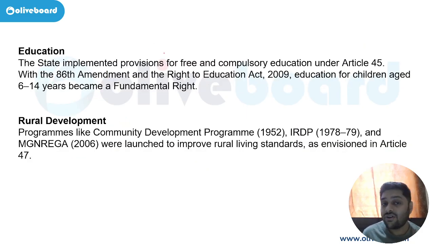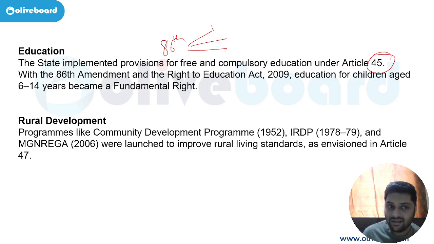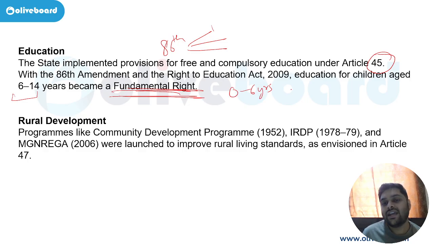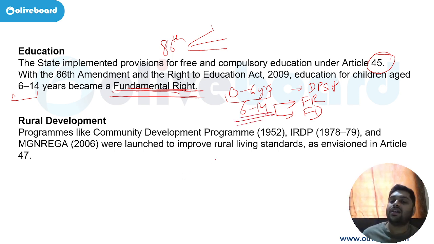Then we have education, we already talked about it. The 86th Amendment Act, remember? FR, DPSP, FD, all three were changed. Article 45 was amended, correct? What was it? Education for children aged 6 to 14 years became a fundamental right. Okay. For 0 to 6 years, it became a DPSP, that the state should take care of children from 0 to 6. For 6 to 14, it is a fundamental right and fundamental duty, that children from 6 to 14 years of age should be given education. So please remember this. Okay.